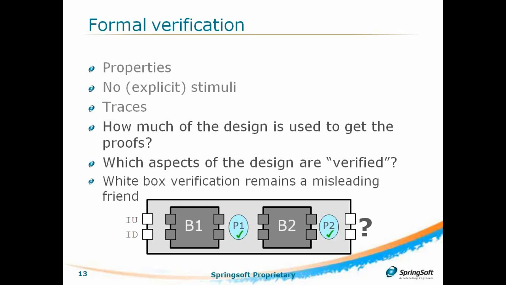So consider that you have two sets of properties, P1 and P2. P1 entirely verifies B1, P2 entirely verifies B2. Well, can you say that you have also entirely verified the enclosing box? I don't think so. Say that for P2, you get a proof by just considering B2. Well, it's very easy from this example to create two variants of the same design, probably one being buggy.